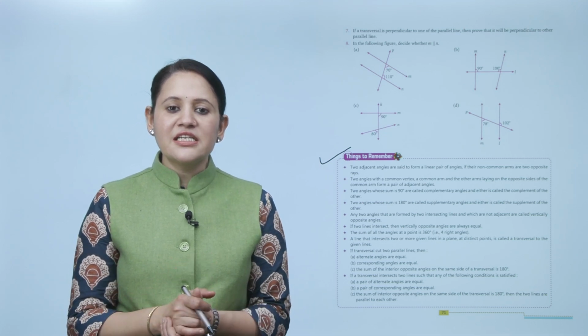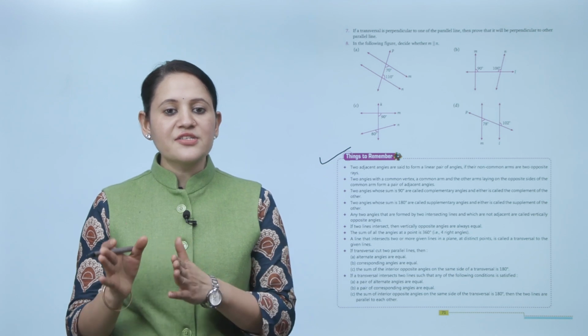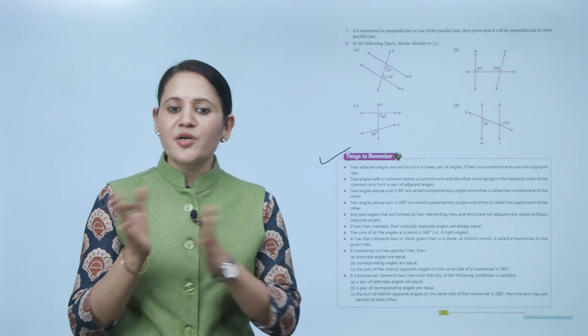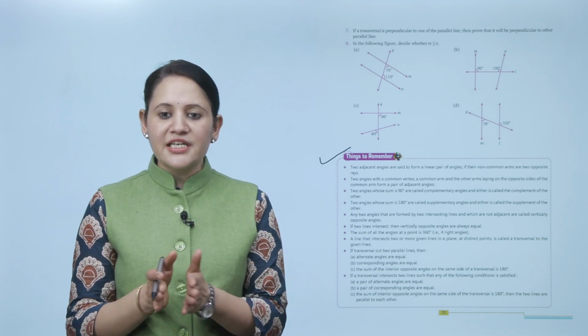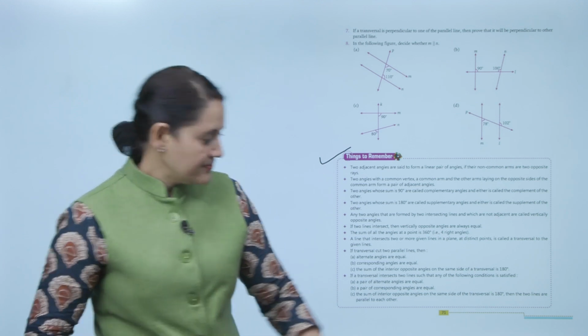If the transversal intersects two lines such that any of the following conditions is satisfied, means a pair of alternate angles are equal, a pair of corresponding angles are equal, or the sum of interior angles on the same side of the transversal is 180 degree, then the two lines are said to be parallel to each other.